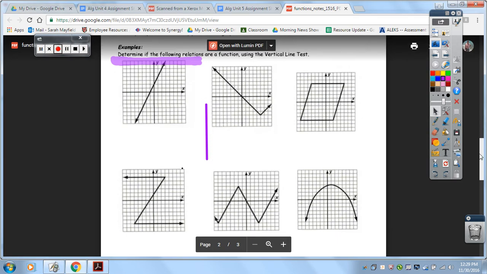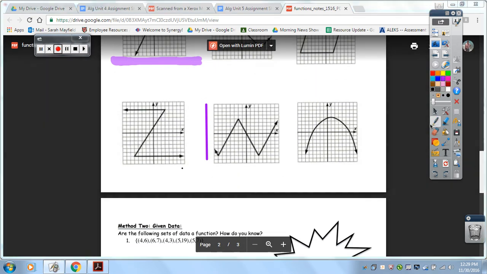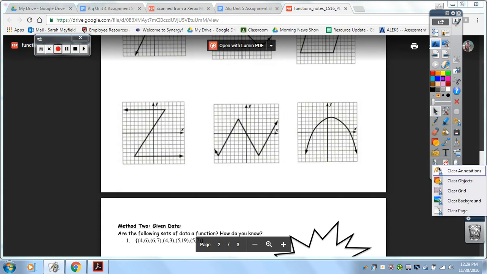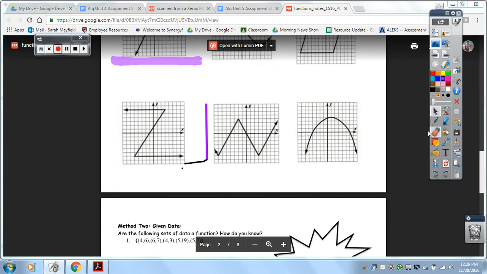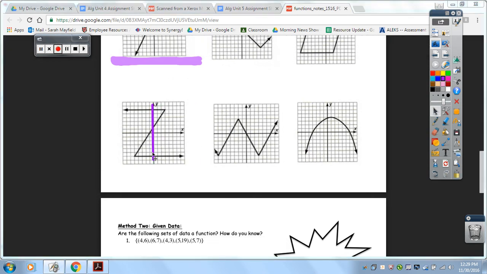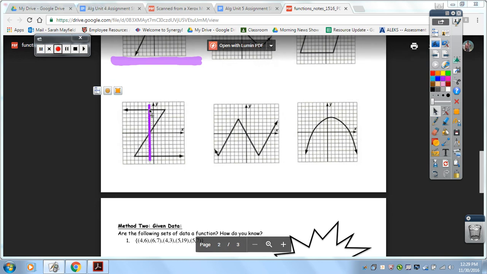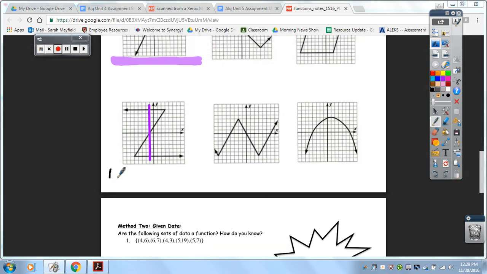All right, let's go over these problems. Let's do the z. Is the z a function? Oh no, I erased my purple line here. Notice if I move this right here, it touches here, here, and here. So no, not a function.